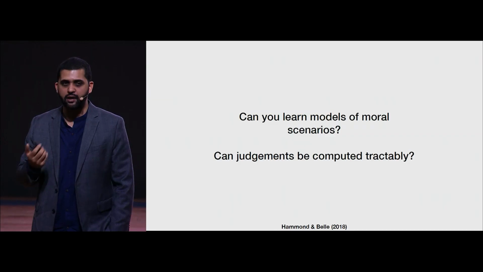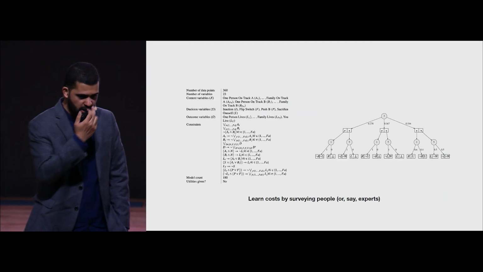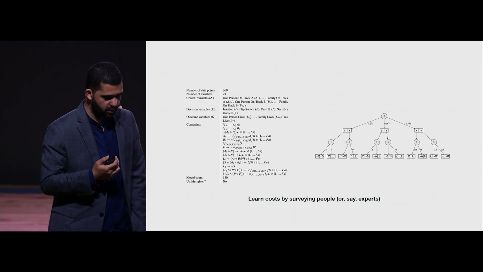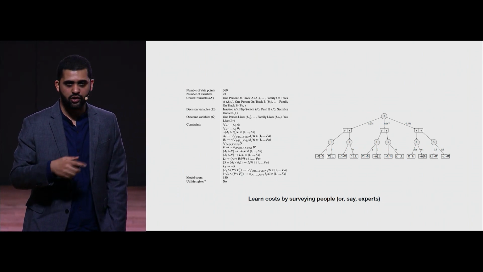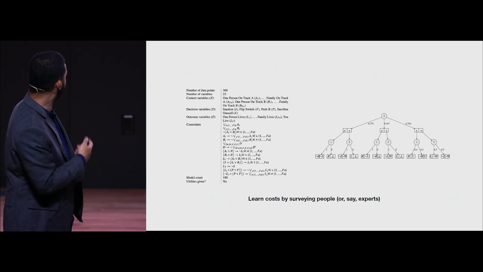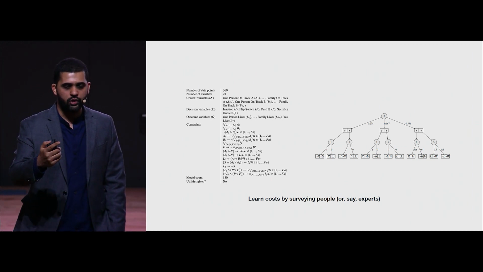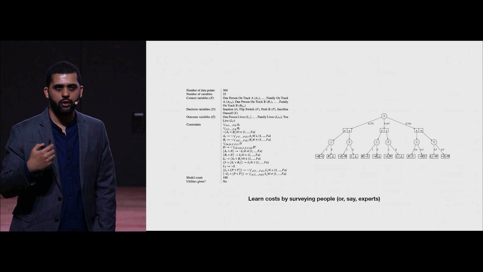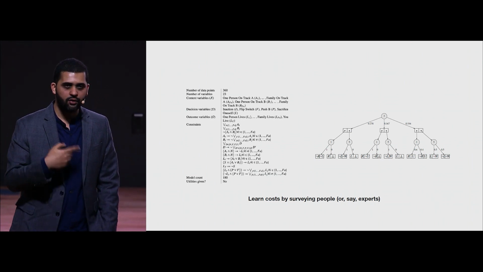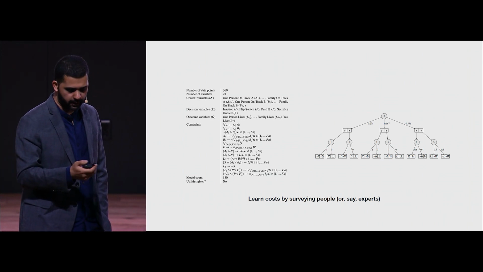So we took this model and we tried to understand, again using these tractable models, how can you learn models of these model scenarios, and can you compute these judgments tractably? And in fact, we show that the tractable models have a very nice way of tackling these problems. So what's really happening here is that you're taking this causal information and you're constructing one of these networks. So for instance, you can see various equations here which say, what happens if you pull a lever, you don't pull a lever, and so on and so forth. And you learn these costs by surveying people, okay?